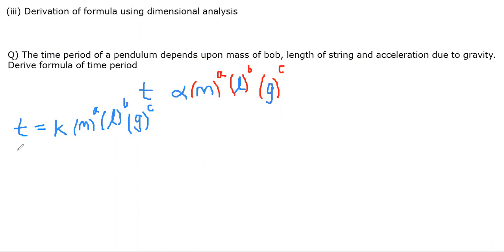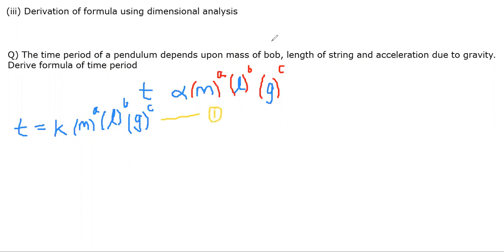This is the second step. The first step is proportionality: write down the symbols on which it depends, and give powers a, b, c, d, and so on, depending on how many quantities there are. The second step is to change proportionality into equality, then the constant k, m^a, l^b, and g^c. This is your first equation. Let this equation be called first.